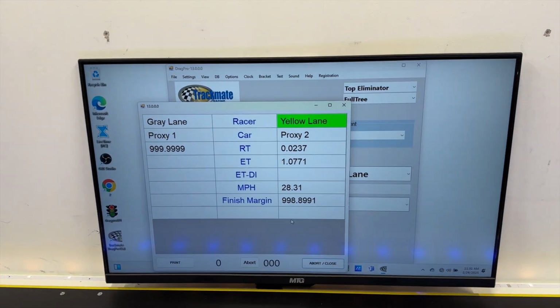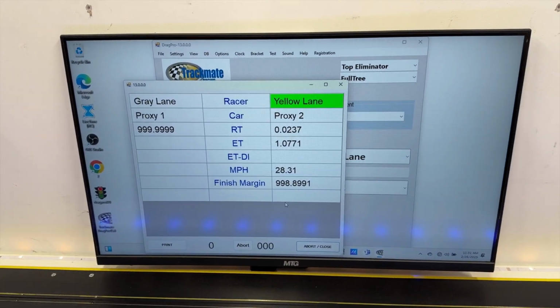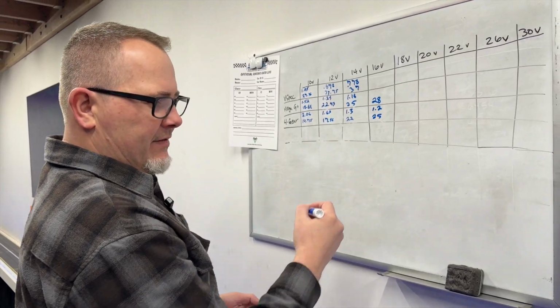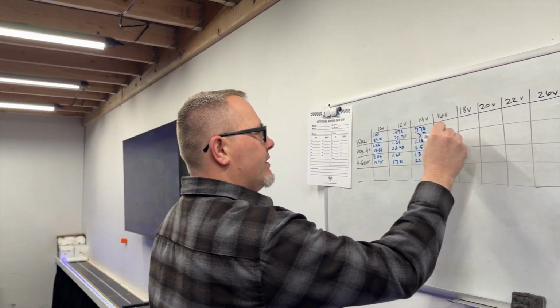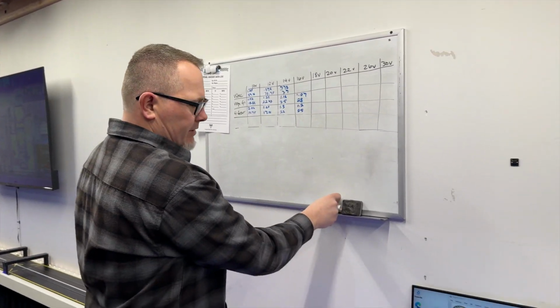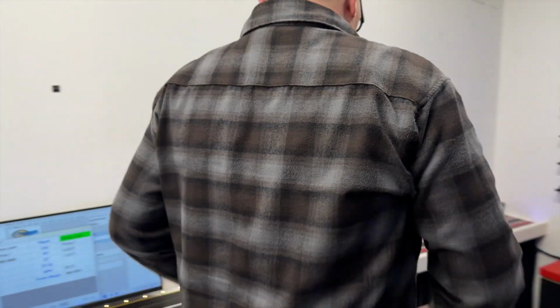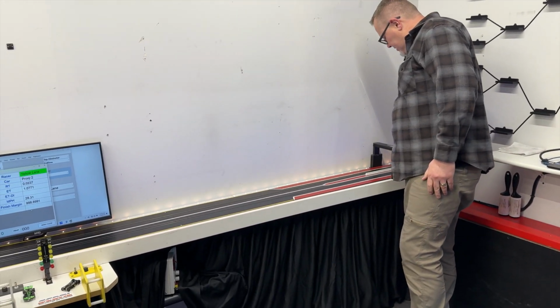So Mega G Plus ran 28 this time. Last time it ran 25, 1.07. So ET and mile an hour are still going up, which is expected.